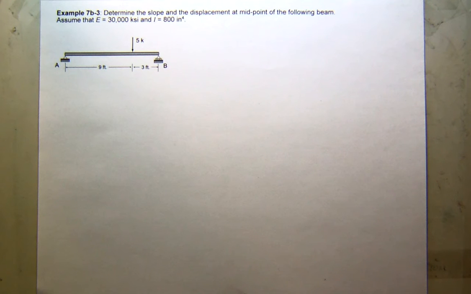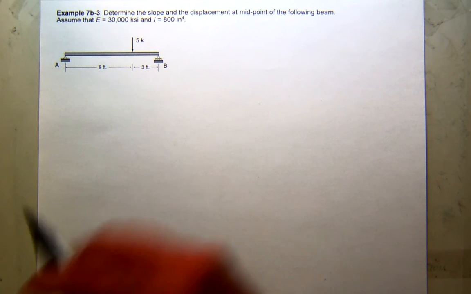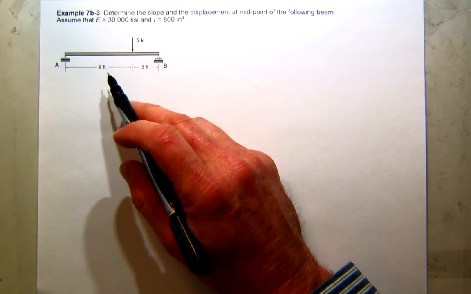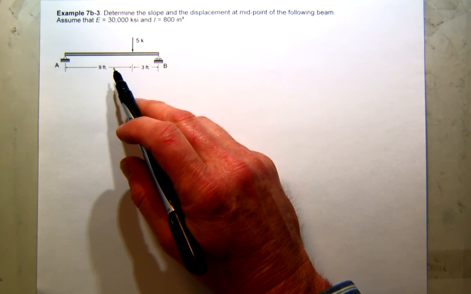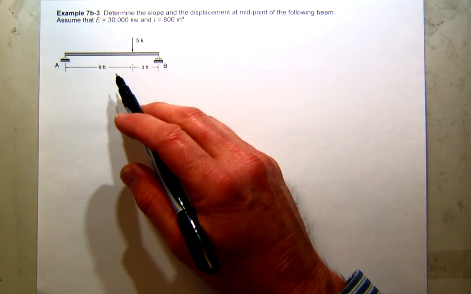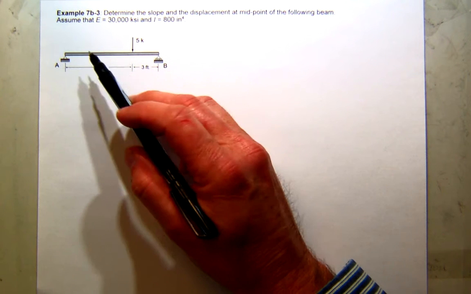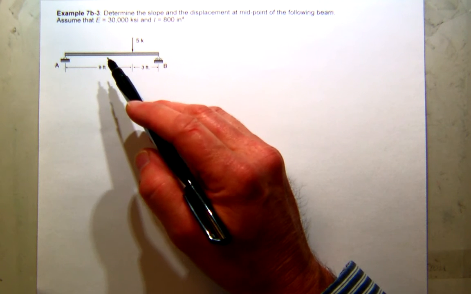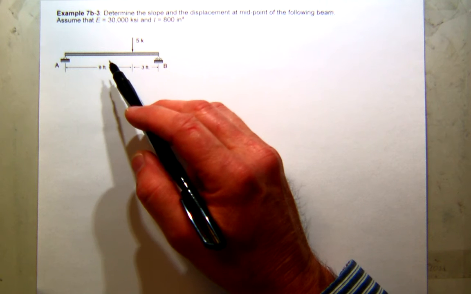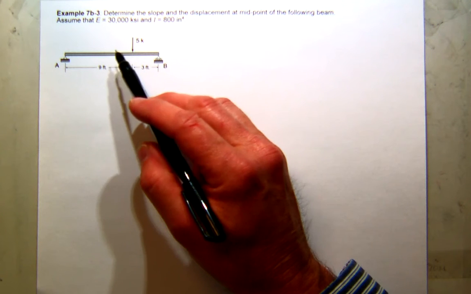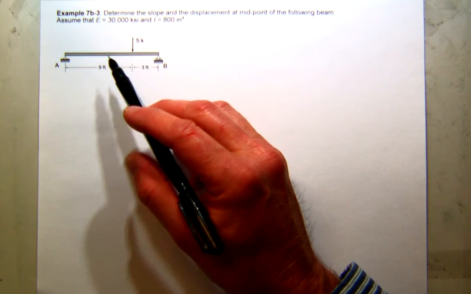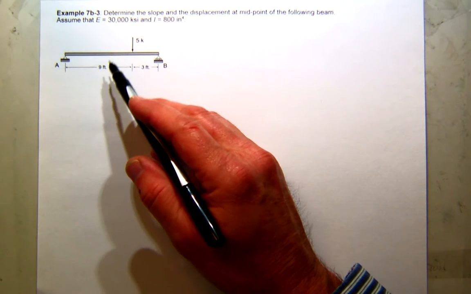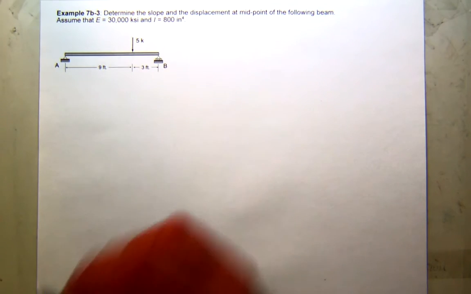All right, so let's work this problem. I want to determine the slope and displacement at the midpoint of this beam. That's not an unusual problem. Typically, around the middle of the beam is where you might think the displacement would be maximum, where the slope would be near zero. But this load is slightly off-center, so the midpoint won't be the max, but it'll be close. So thinking about that, I want to find the value at the midpoint.